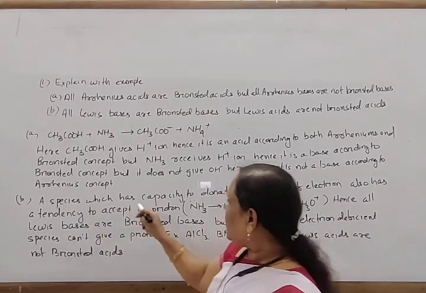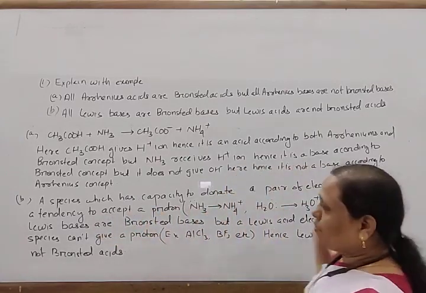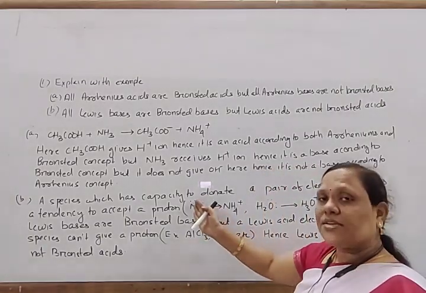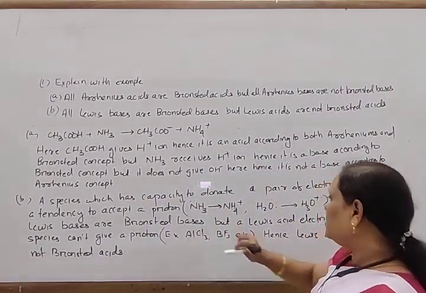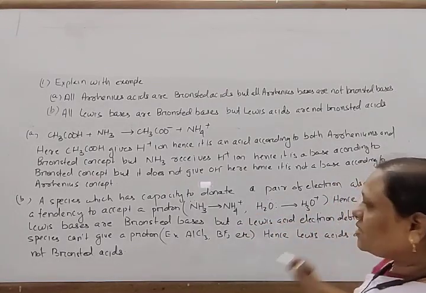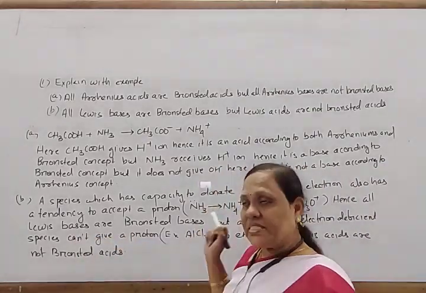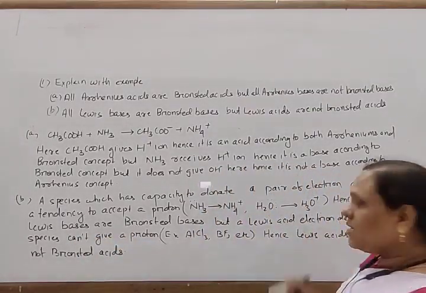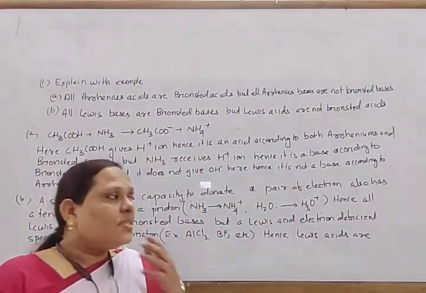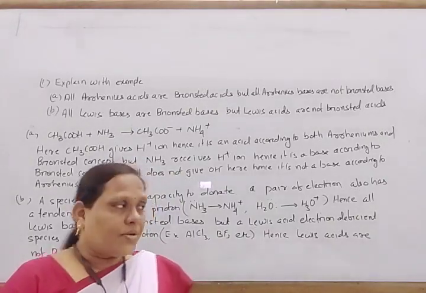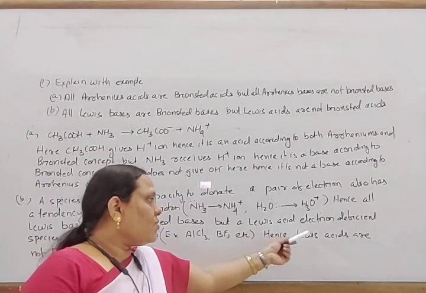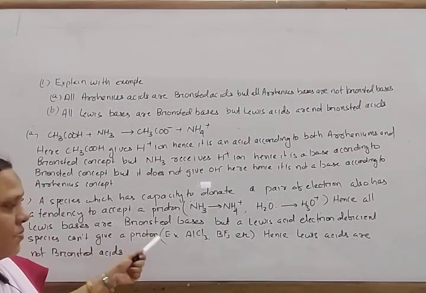Similarly, a species that has the capacity to donate a pair of electrons also has a tendency to receive H plus ion. Any species, like NH3, is electron rich, so it can receive H plus ion to form NH4 plus, and H2O gives rise to H3O plus. Hence, all Lewis bases are Bronsted bases. But a Lewis acid is electron deficient, and it may or may not have a hydrogen atom. So it cannot always give H plus ion.